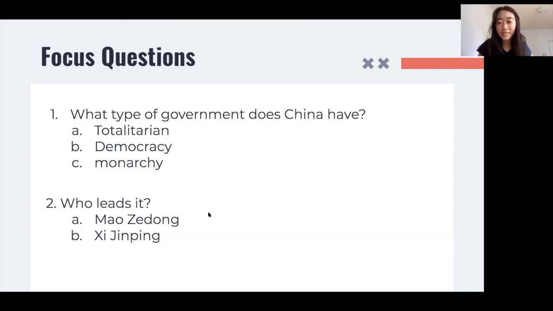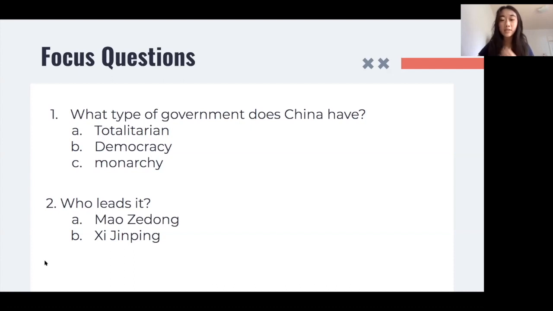The type of government that China has is a totalitarian one. Basically this means that the government has all the power in the country, so they control all aspects of life. Even though China is technically a socialist republic, meaning that they do have elected leaders, the government still essentially controls all the power. The people don't really have a lot of power. We'll look at how the government is structured later to see why this is the case.